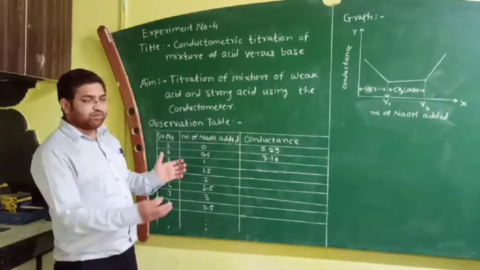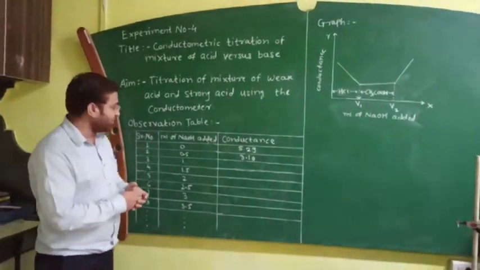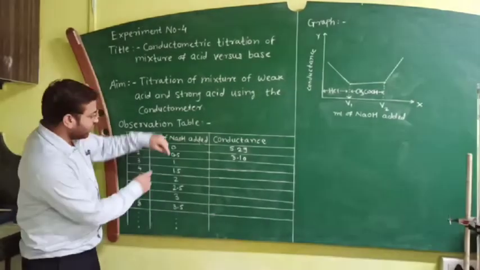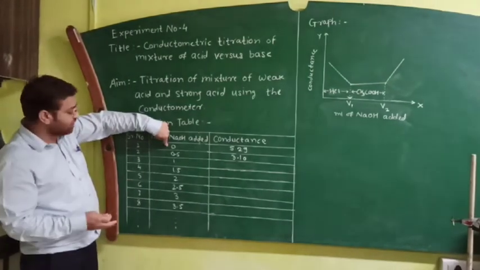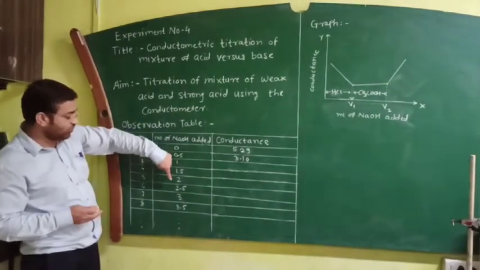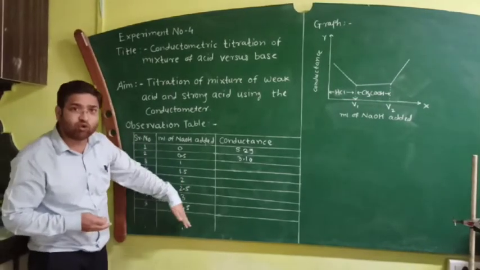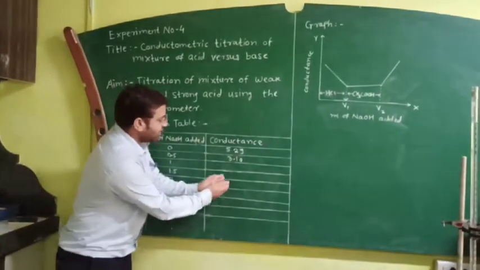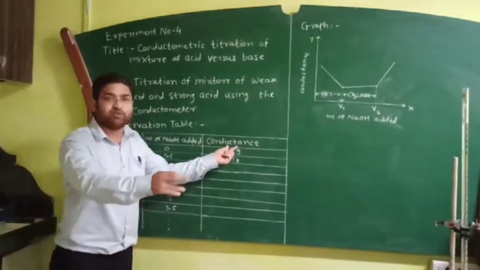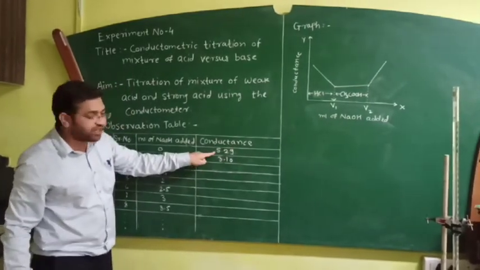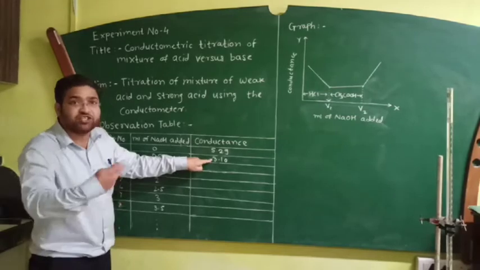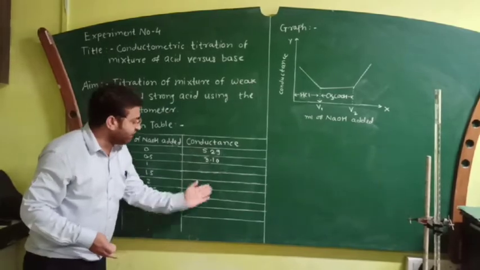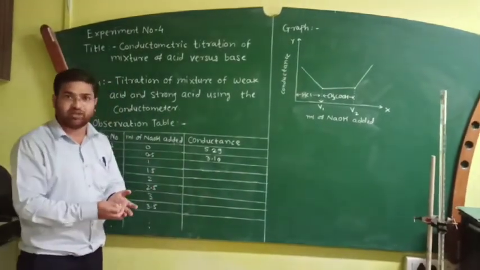In this observation table we will record all observations that we got from the experiment. The first column simply says serial number, the second one is ml of NaOH added. The ml of NaOH added is 0 ml in the beginning, then 0.5, 1, 1.5, 2, 2.5, 3, 3.5, 4, 4.5 and so on up to around the 20th reading. Similarly, in the next column we record the conductance of the mixture of the two acids. As we have seen in the beginning, it was 5.29, it decreased and it is now 3.10. So we will get different readings in the conductivity meter during various stages of titration.